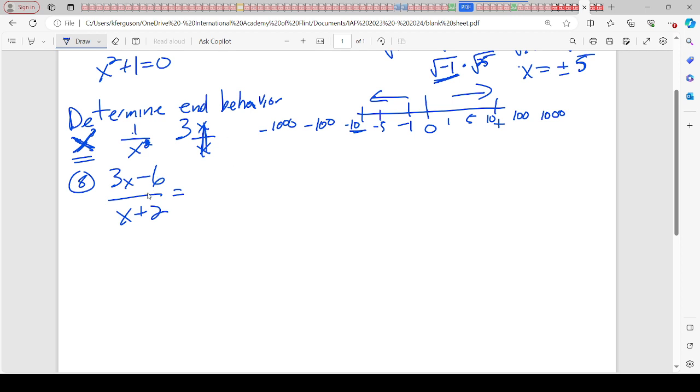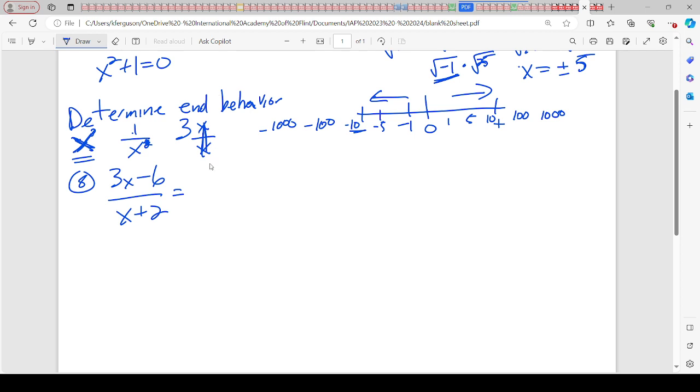Well, wait a minute. What if I pick 1,000? 3 times 1,000 is 3,000. 3,000 minus 6 is 2,994. That 6 doesn't make that much difference.